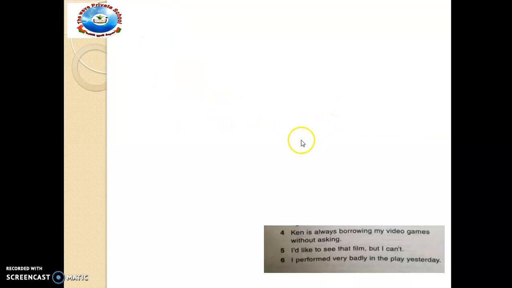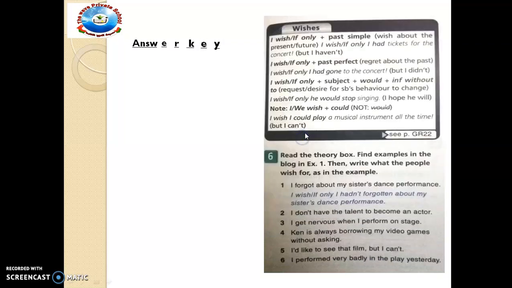Exercise 6. The wishes. Now we want to learn how to use wishes. If I wish or if only plus past simple will be wish about the present or future. So friends, I want you to read this. Let's pay attention to the exercise. It says read the theory box, find examples in the blog in exercise 1. Then write what the people wish for as in the example.